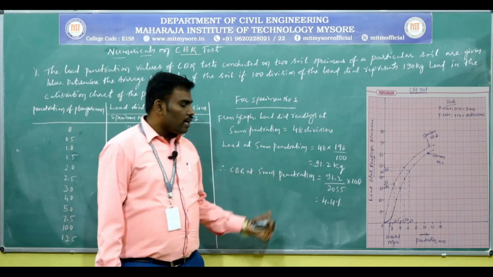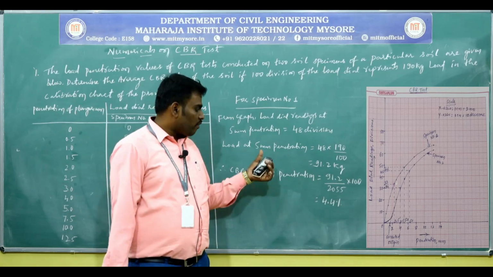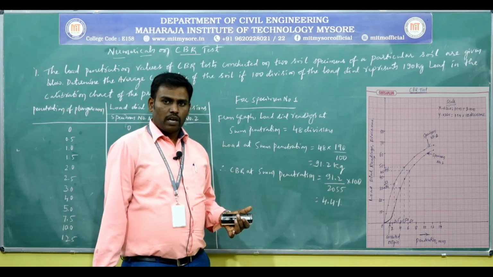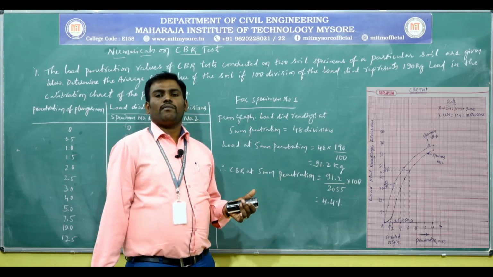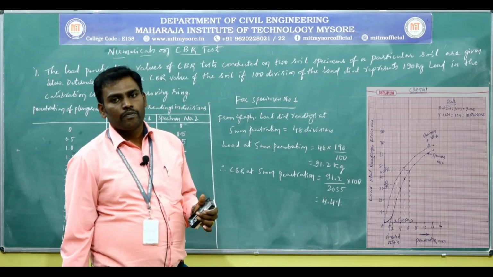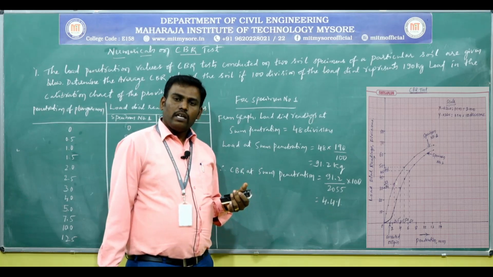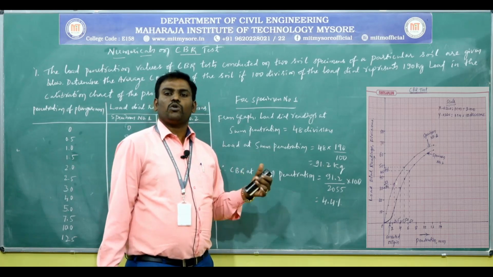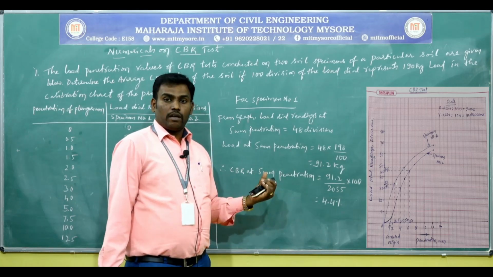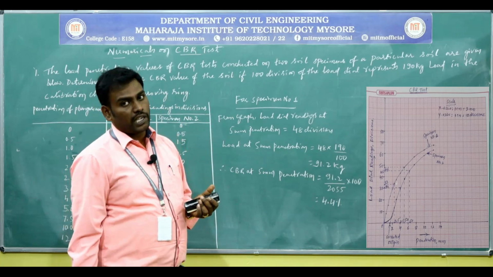Okay, and the CBR value at 2.5 mm penetration is 4.6 percent, and at 5 mm it is 4.4 percent. Then if the CBR at 2.5 mm penetration is more than at 5 mm penetration, that is adopted as the CBR value of specimen number 1. In actual practice, the CBR at 2.5 mm penetration is more than at 5 mm penetration. If the 5 mm penetration CBR is more than 2.5 mm penetration, then the experiment is repeated for checking.